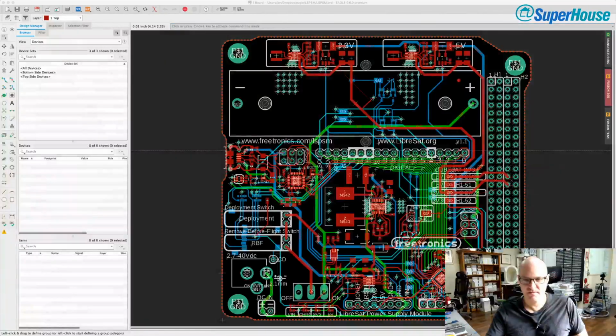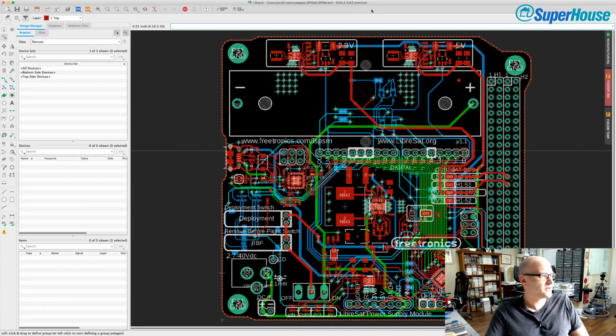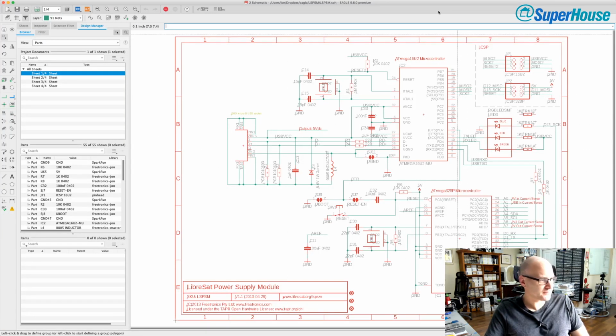And I will switch over to looking at Eagle. So let's have a look at the schematic first. When was this modified? 2013. Yeah, my memory is going to be kind of hazy on this one.